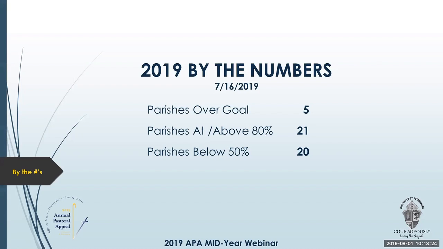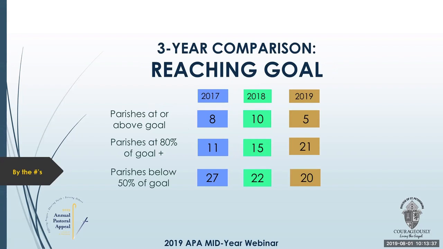So it's really difficult to see how these numbers stack up unless we literally stack them up next to the previous year's numbers. So let's take a look at the 3-year up and down to show how this really looks when compared. So comparatively, what we have is somewhat of a mixed bag. We have less parishes over goal, about half the number. Last year we had 10, and we have 6 more that are sitting at that 80 to 99.9% level. We have 2 less parishes sitting below the 50% mark.